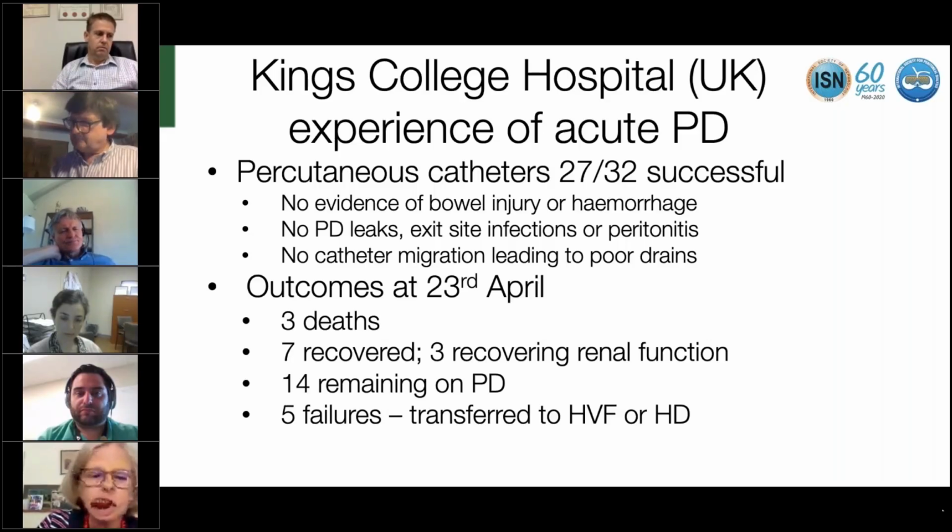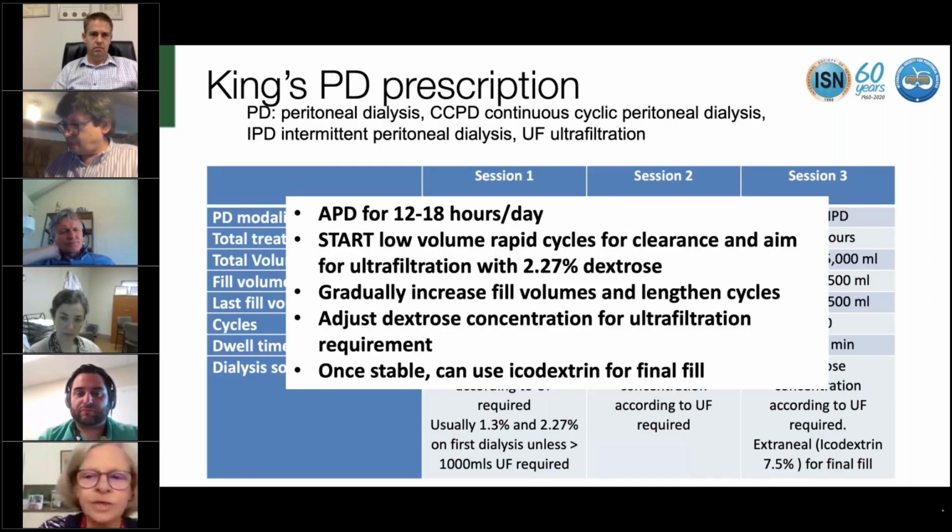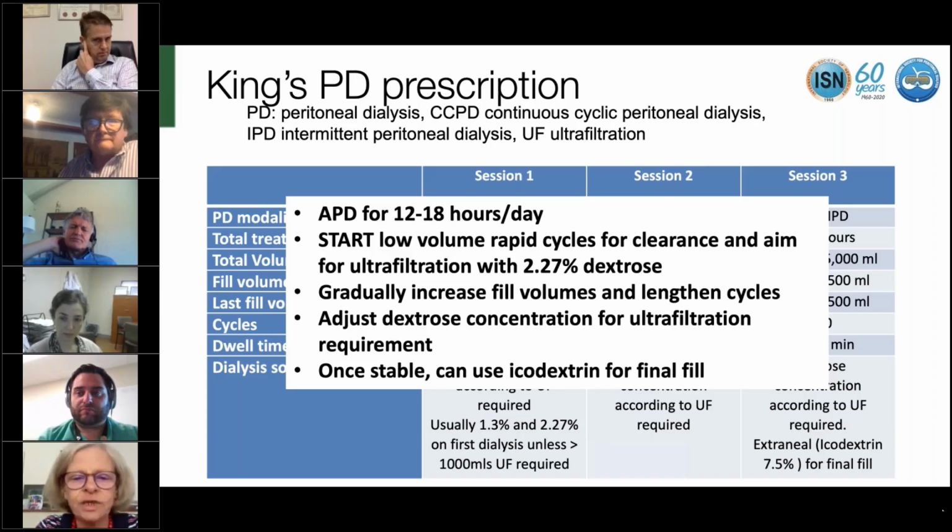The prescription that they used is outlined here, but as with all the suggested prescriptions, they are all based on APD, starting with 12 to 18 hours a day, starting with low volumes and rapid cycles to get good clearance, and aiming for some ultrafiltration using 2.27% dextrose, gradually increasing the fill volumes and lengthening the cycles, adjusting the dextrose concentration for ultrafiltration requirements. And then after a few days, once the patient is more stable, you can start using icodextrin for the final fill.